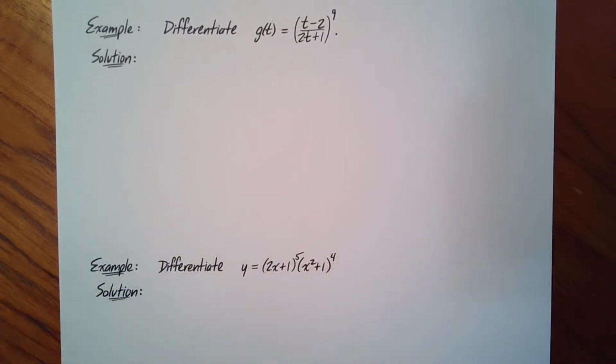However, one thing you notice is that the inside function itself is a fraction. So when we go to differentiate the inside function, which we will have to do at some point, we're going to have to use the quotient rule. So this is a combination of the quotient rule and the chain rule.